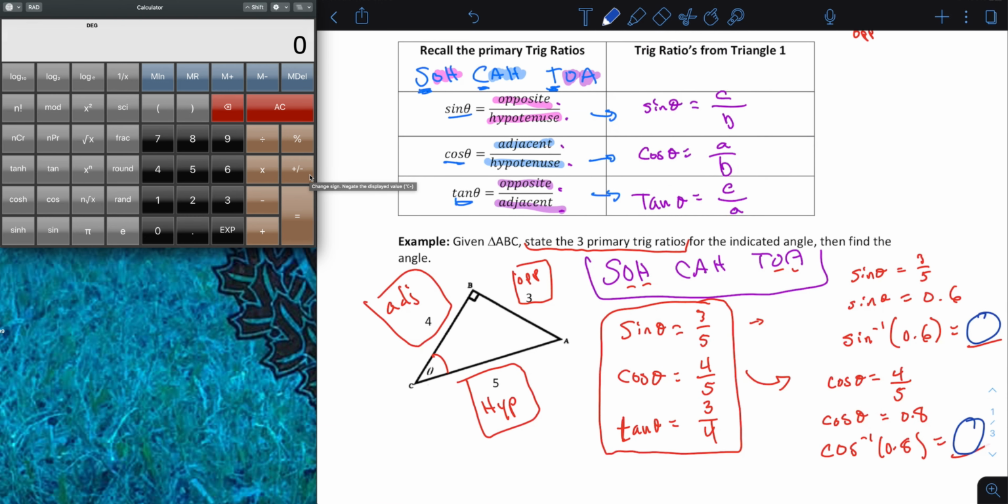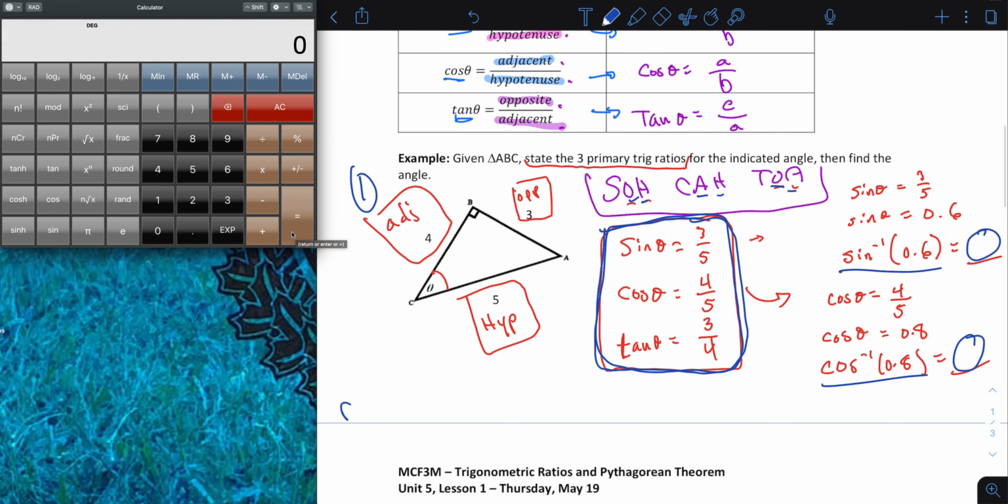The key takeaway from here is writing these 3 trig ratios. Can you do this? This is important. And then finding the angle afterward, which you should have done in the past. It's just my calculator's not cooperating. So I'll see if I figure that out. But if I ask you to write the 3 primary trig ratios, step 1 is label the triangle, and then come down here and fill in based on SOHCAHTOA. And just write me the ratio. These are fractions.